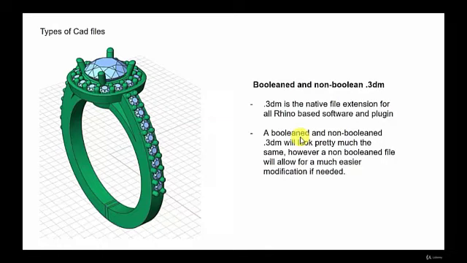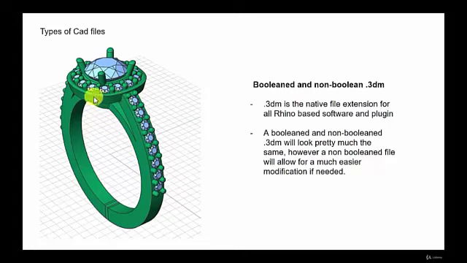This file can be Boolean or not Boolean. If it's not Boolean, it basically means that it has different objects. Like in this case, the chain would be an object, the prongs would be another object, the halo would be another object. Of course, the stones are just for reference. If the file is not Boolean, it can be edited much easier than if it's Boolean. If it's Boolean, the prongs would be joined together with the chain.